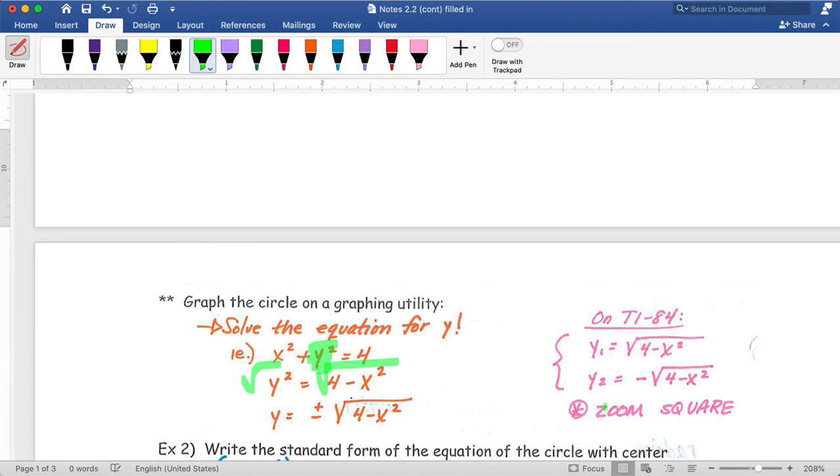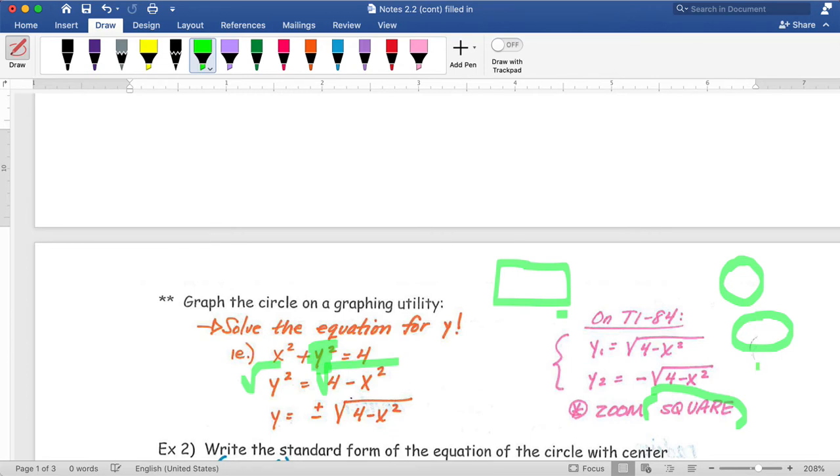on the graphing calculator where your screen is, this button over here says graph. One of them says zoom. So if you hit zoom and then choose the one that says square, zoom square, it's going to make your circle nicer. Otherwise, if you don't choose zoom square, your circle might look like an oval.